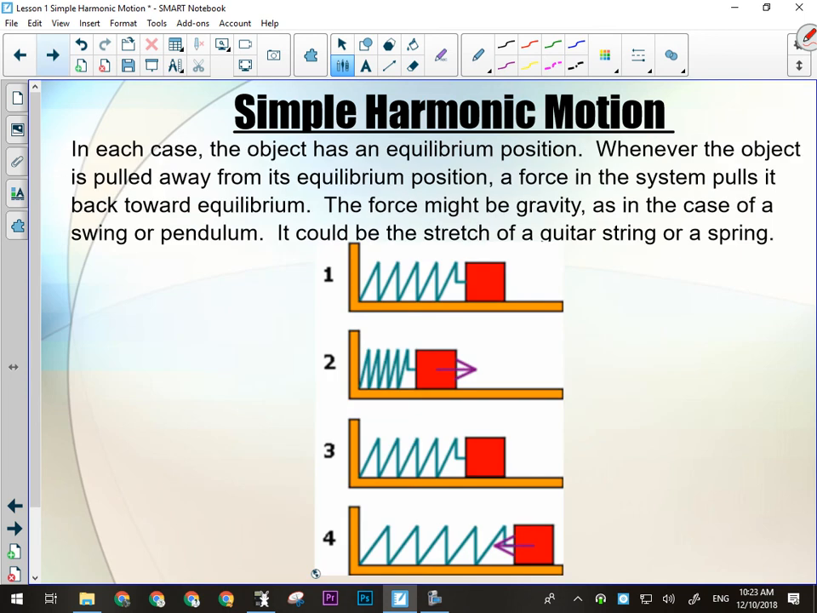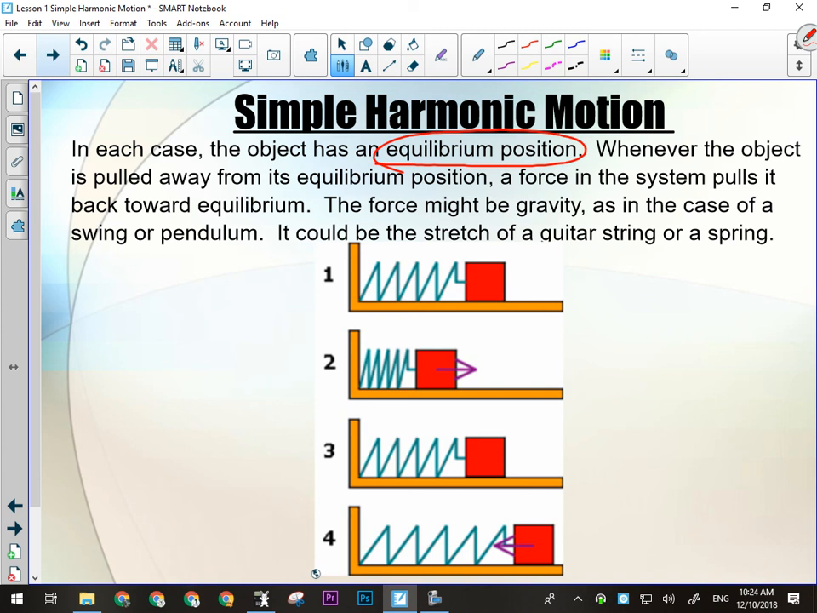All right, so in any case of simple harmonic motion, there is an equilibrium position. And we need to know that there's always going to be an equilibrium position. If the object's pulled away from equilibrium, a force in the system tries to pull it back. So if it's a mass on a spring, it's the spring trying to pull it back. If it's a pendulum, then it's gravity trying to pull it back. If it's a string on a guitar, it's tension in the string trying to pull it back to equilibrium.